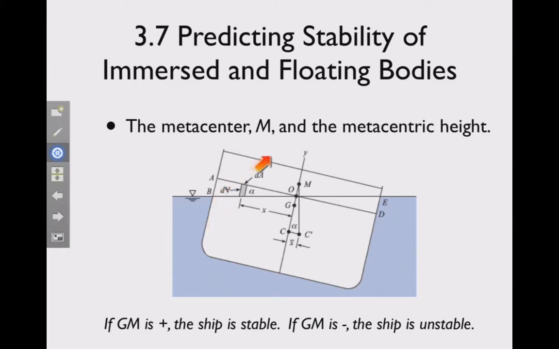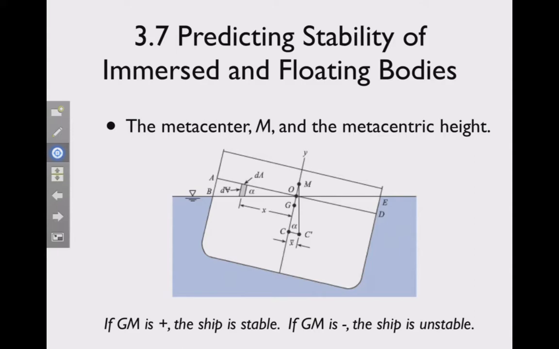Obviously, if you heel this thing over so much that M moves down this line and becomes negative, GM becomes negative, then we've got a major problem, and the ship will become unstable and it can turn over. We certainly do not hear very much of ships capsizing. I don't know if you've ever sailed on a small sailing boat, but a small one is quite easy to tip over.